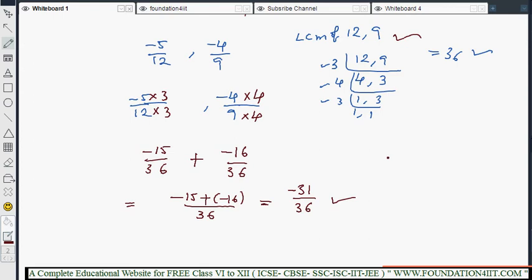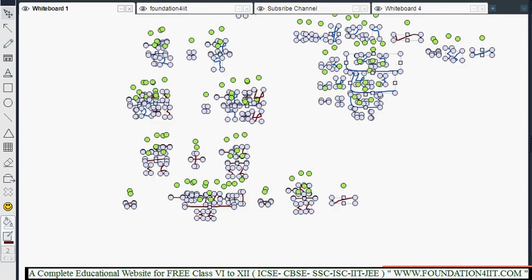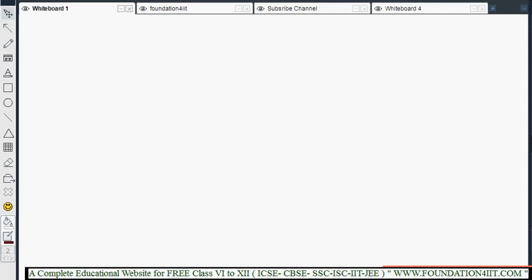Let me explain one more question, one more sum. Then we'll see the properties of the addition of rational numbers. After an explanation, one more problem. Find the sum of minus 11 by 15 plus 7 by 12. So this answer we need to find out.